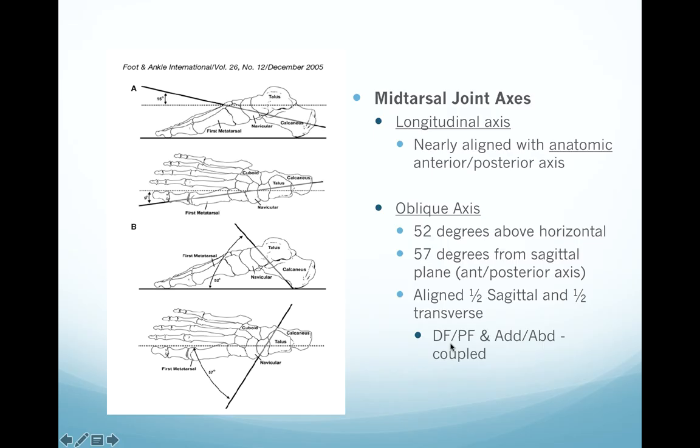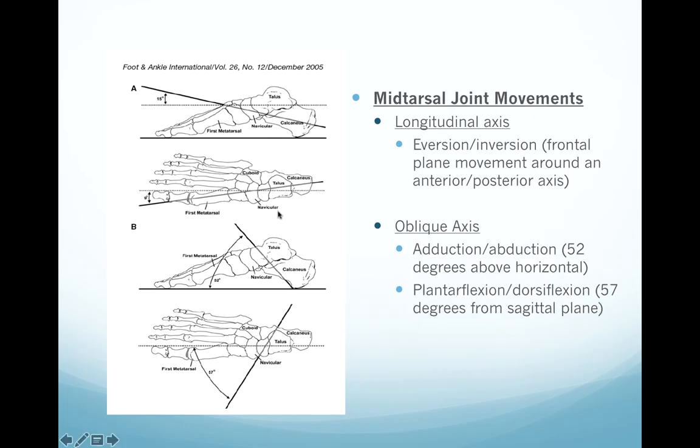Another way of saying this is that dorsiflexion and plantar flexion and adduction and abduction around the mid-tarsal joint are coupled. Just to reiterate, here's the longitudinal axis, which is nearly aligned with an anterior-posterior axis, and so we'll have motion of the distal bones to the mid-tarsal joint, the midfoot and forefoot, which we'll just call the forefoot right now, moving in eversion and inversion around this axis. And for the oblique axis, motion can occur that's coupled between adduction and plantar flexion or dorsiflexion and abduction.